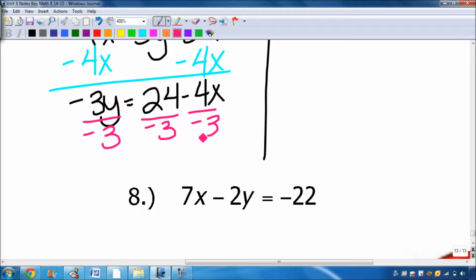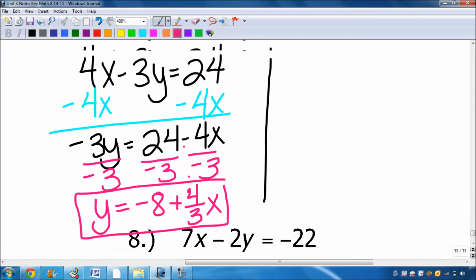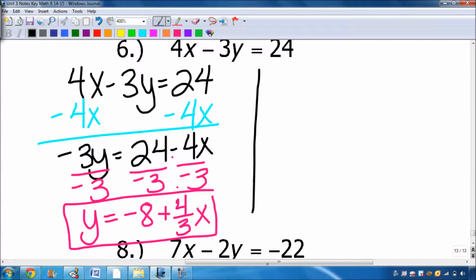Now to get rid of this negative 3, I have to divide everything by negative 3. So you end up getting here y equals, this turns into a negative 8, and then this negative and this negative cancel each other out to become a positive. And then can I divide 4 by 3 evenly? I can't, so I'm going to leave it as a fraction like I said before. So I get 4/3 x. Leave it as an improper fraction. You will understand why in the next unit that I want you to leave it as an improper fraction, okay? I'm going to show you the other way to solve this problem, okay?